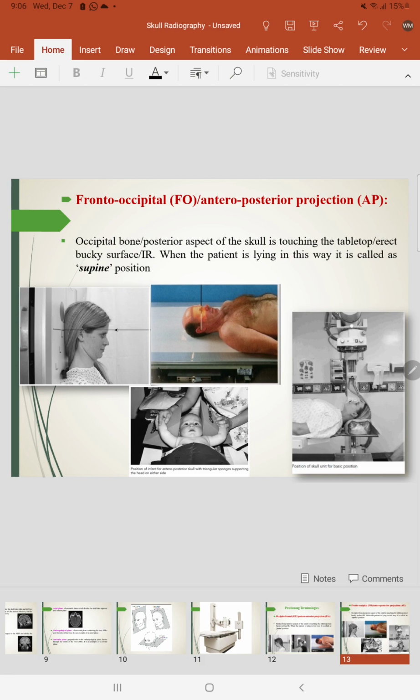Next one is fronto-occipital or anterior posterior projection. It means AP. The occipital bone or posterior aspect of the skull is touching the tabletop. You can see this picture and the erect bucky. This is the tabletop and this is the erect bucky surface. When the patient is lying in this way, it is called the supine position. This is the supine position.